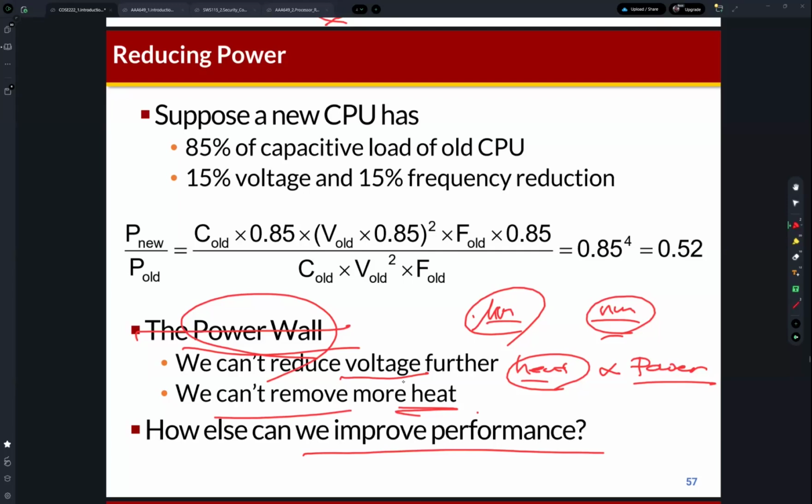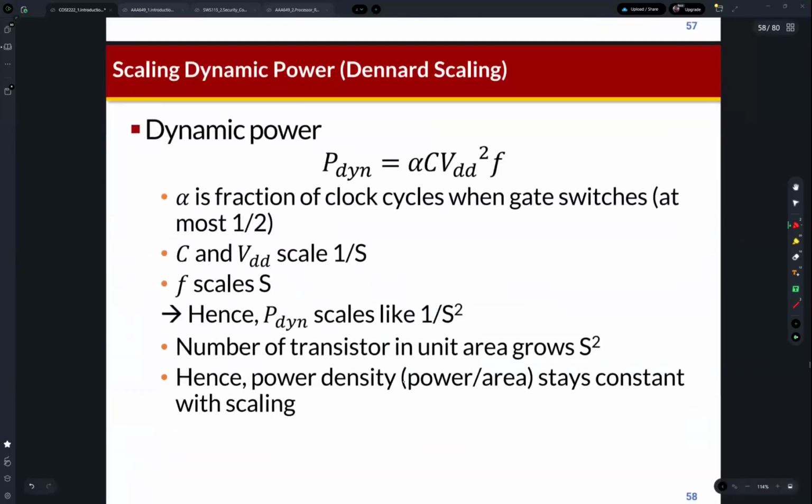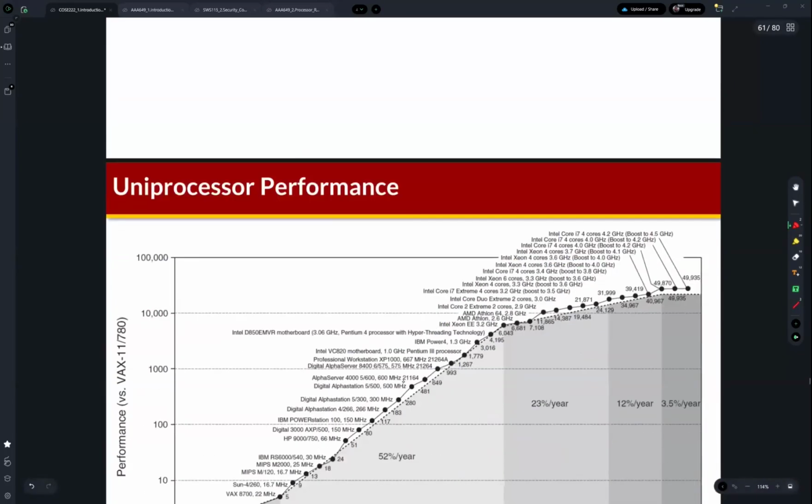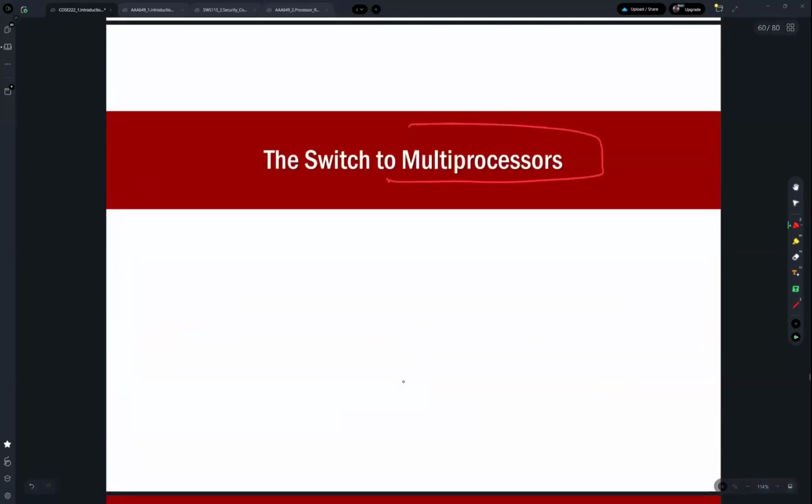It's not easy to increase the clock frequency because of power consumption. Then how can we improve the performance? Multi-processor, the multi-core architecture.